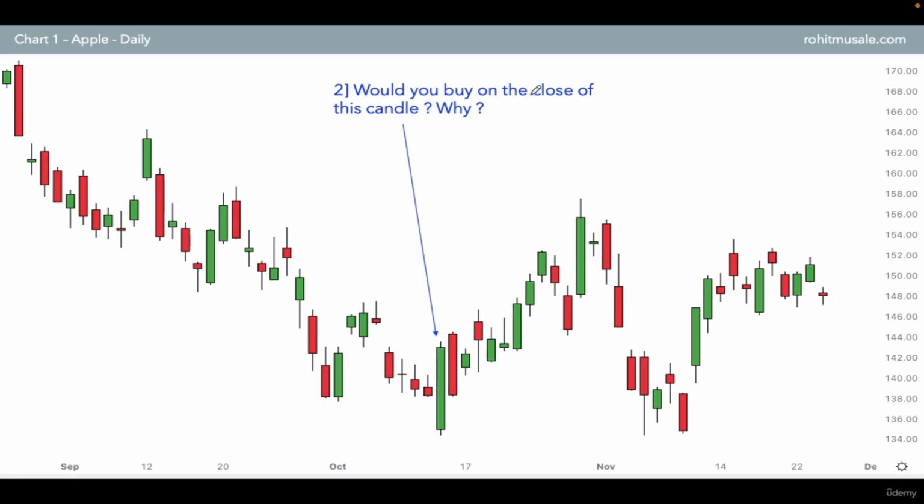Second question, would you buy on the close of this candle? Why? So this candle is completing a bullish engulfing pattern, a perfect bullish engulfing pattern because the prior candle real body is very small. But I would not buy on this candle because you have a look at this. There is a falling window here. So falling window becomes what? Resistance. So you are directly buying into resistance. So that is the reason why I would not buy on that candle.